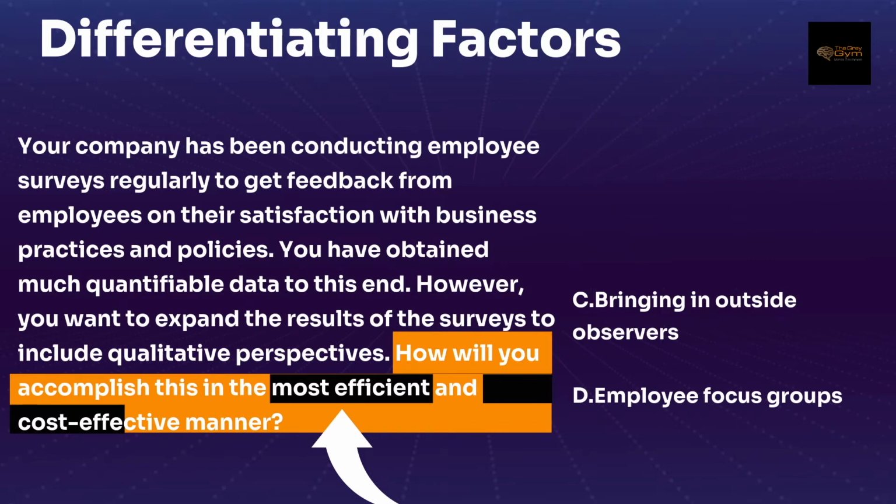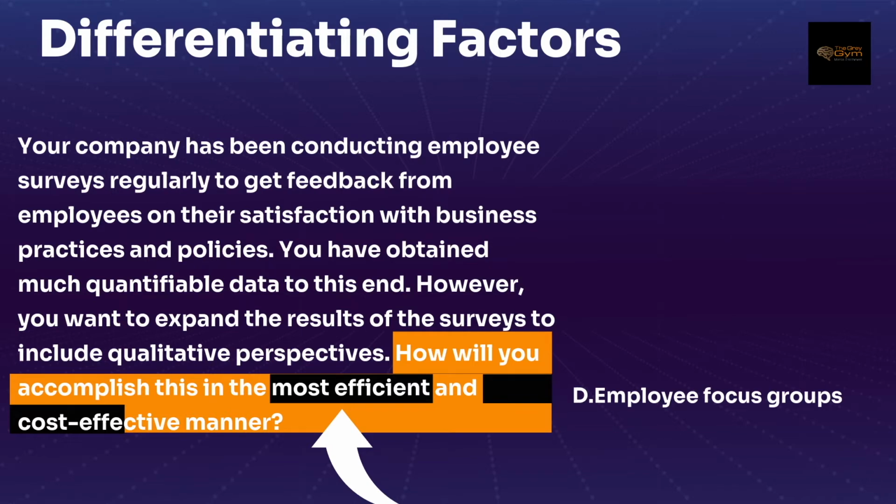Now you're left with option C and option D. Option C is bringing in outside observers. Do you think that this would be an effective option considering that we are bringing in external observers? Well, I don't think so. It would be more cost effective if we could do this using our in-house resources. So again, we can get rid of option C in this case.